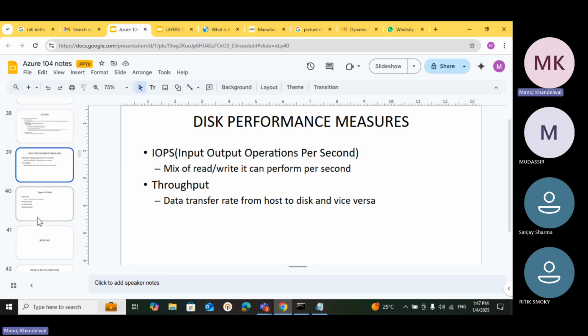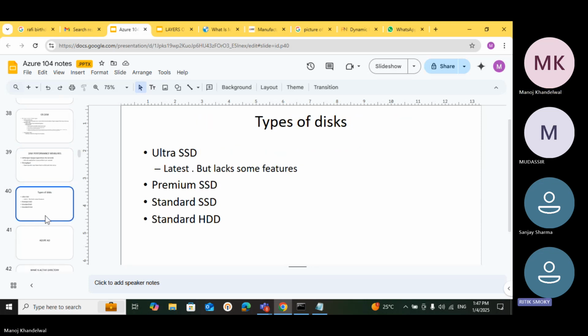Ritik, understanding? Yes, sir. And types of disk: ultra SSD, premium SSD, standard SSD, standard HDD came up. I don't know whether you remember, when we created the virtual machine, it asked us about the types of disk. So these are the various types available, and depending on that, again the money matters this time, right? Understood? Everyone clear?